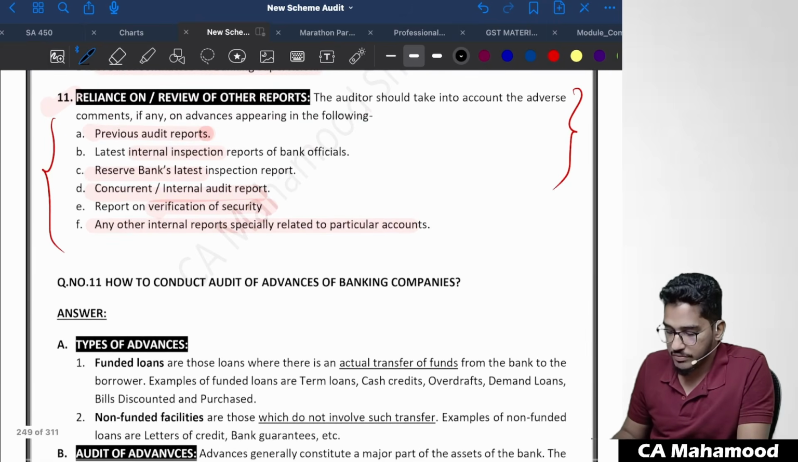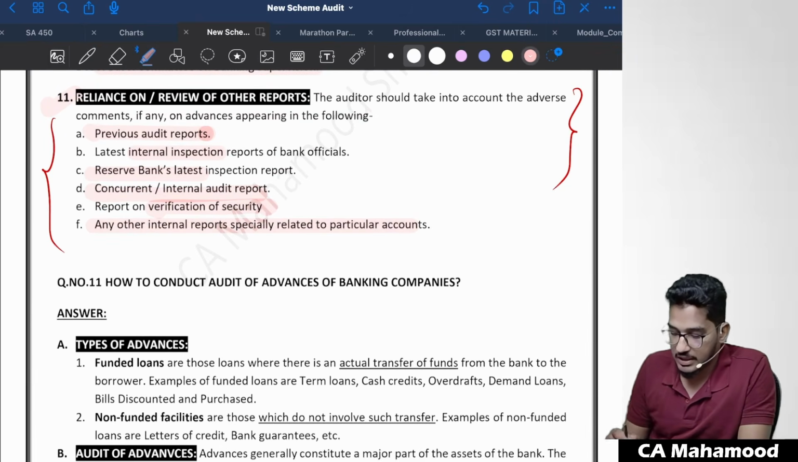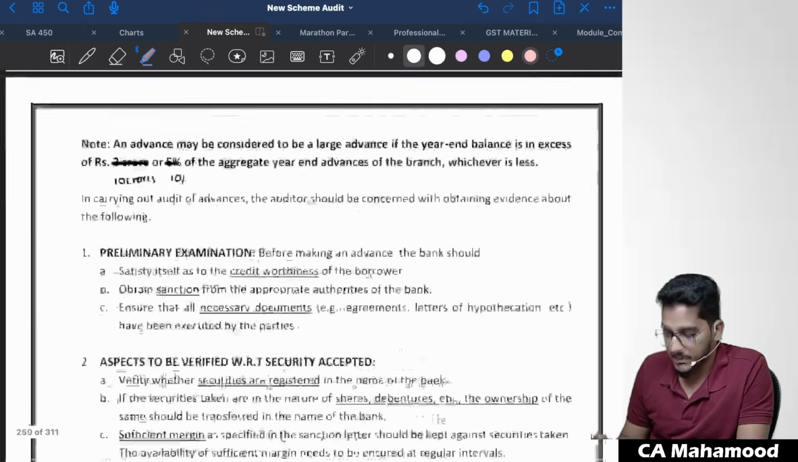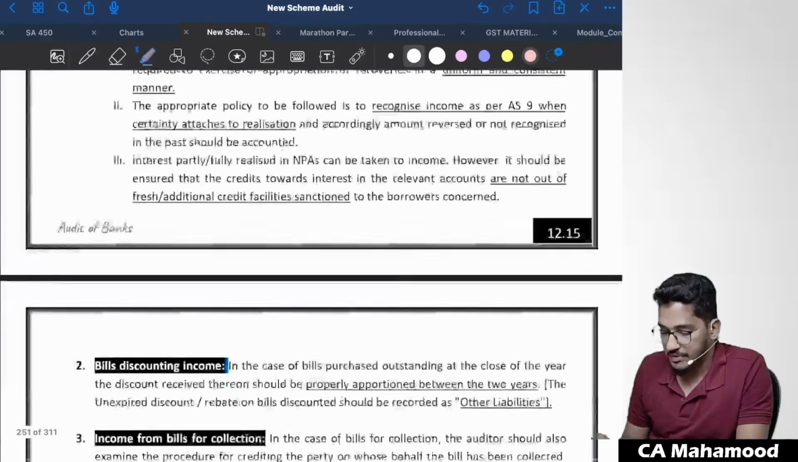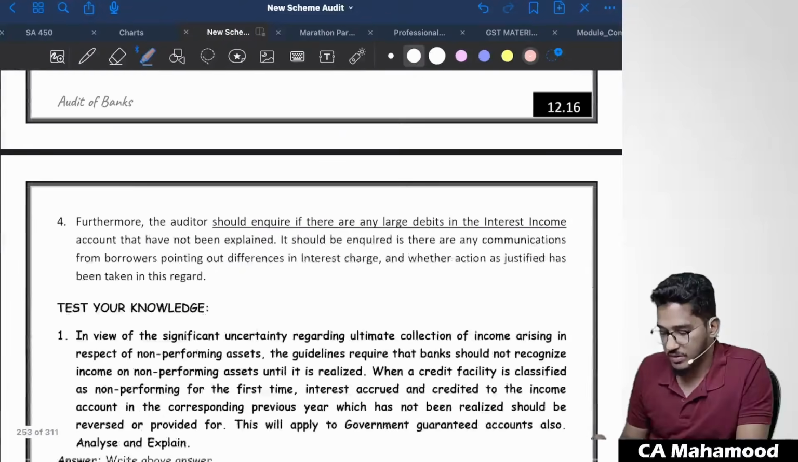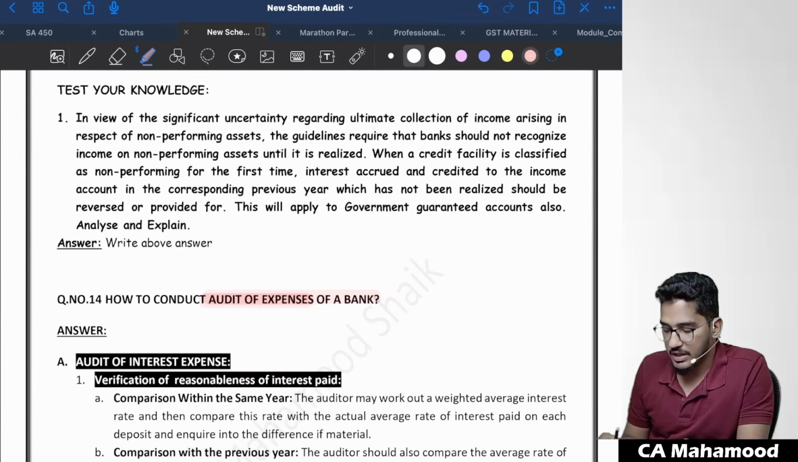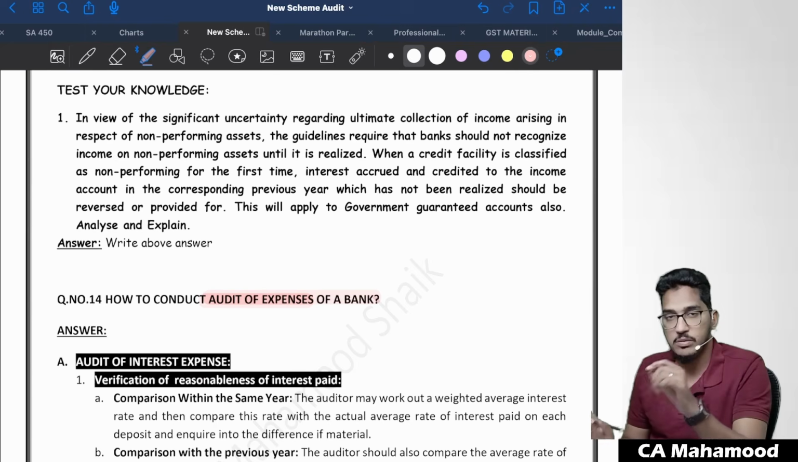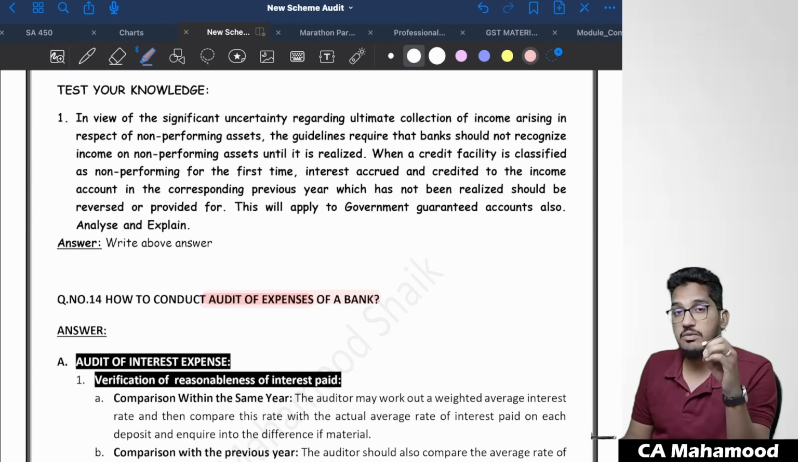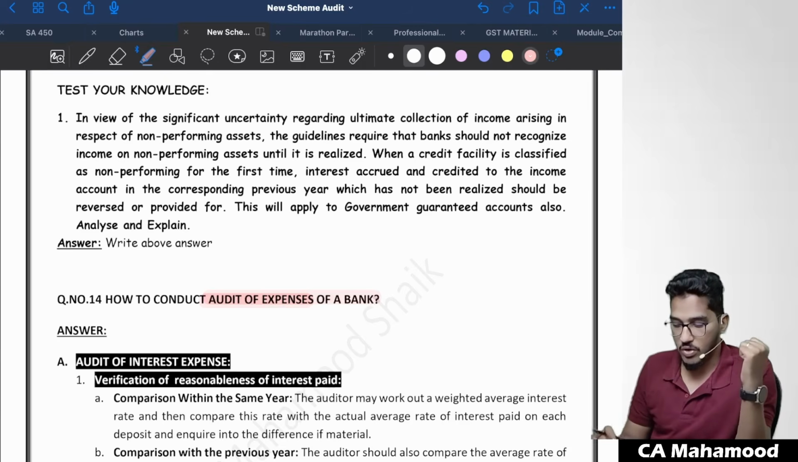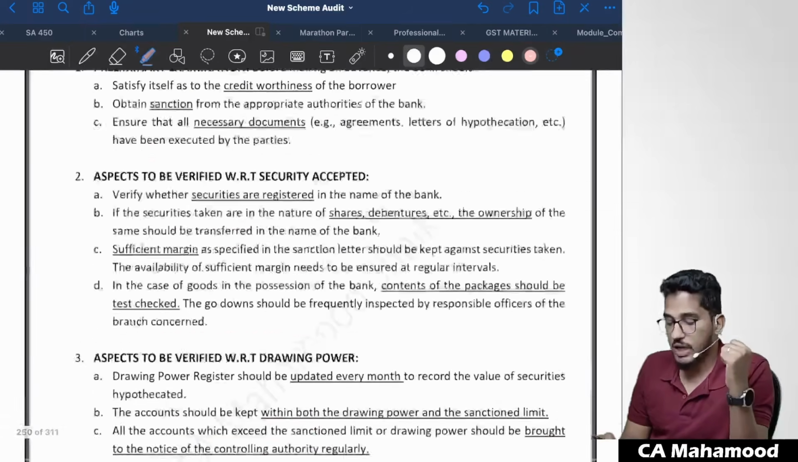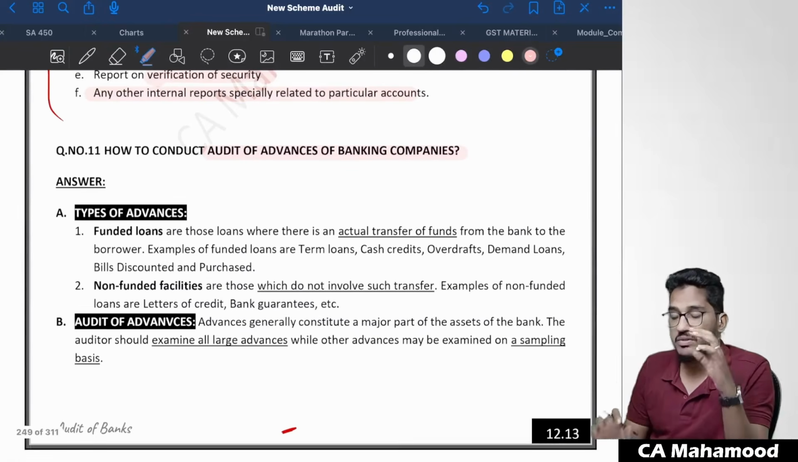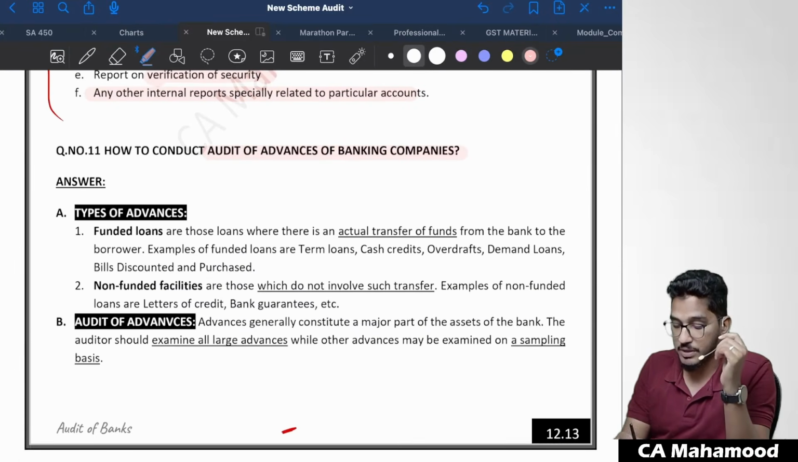Now we will see a set of questions which talk about how you particularly verify the advances of a banking company. Then we will have one question on how you conduct audit of the incomes of the bank. Then we will have one question on how you conduct audit of the expenses of the bank. So now they are going to go into detail. They are going to take up each and every major item of the financial statements and how specifically we are going to verify that major item, what things we are going to keep in mind. So first let us start with question number 11, which talks about how, as an auditor, we verify the audit of advances of a banking company.